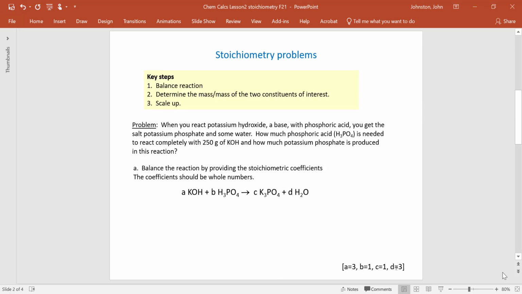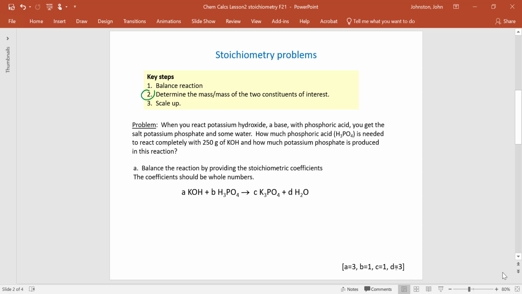So the key steps here are, number 1, balance the reaction. Number 2, determine the mass per mass ratio of the two constituents that you're interested in. That's the key to solving these problems. And step 3 is just to scale things up. So let's do an example.